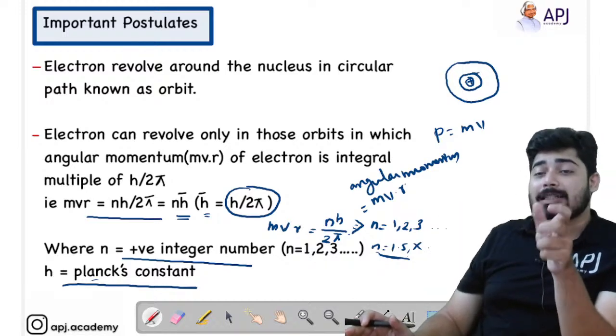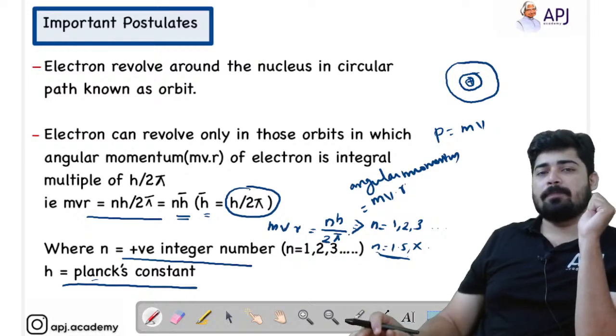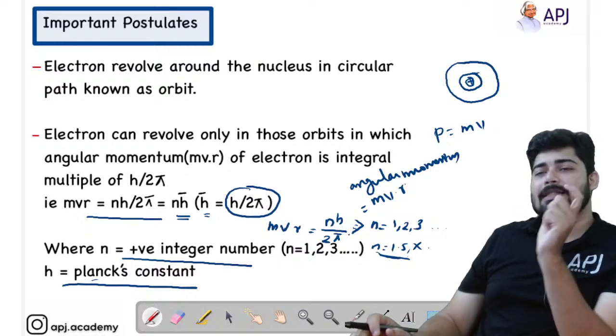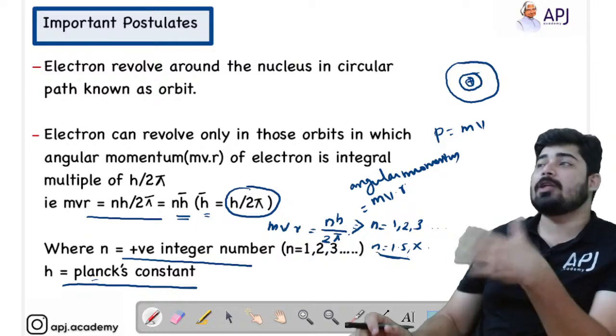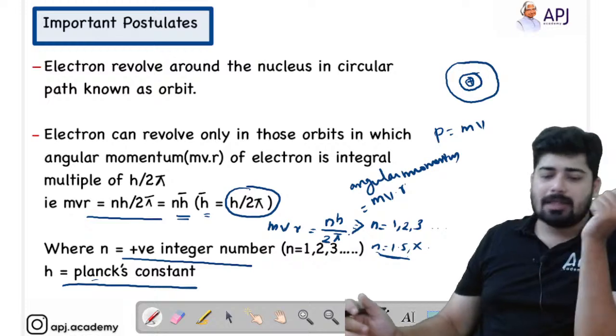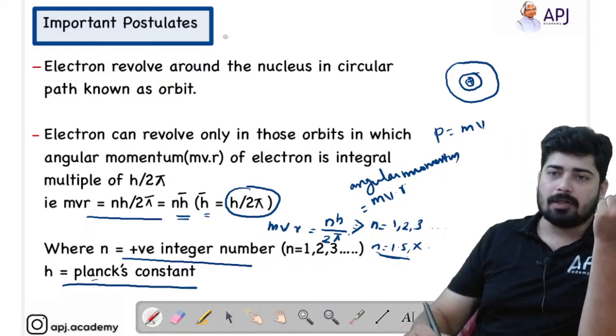And I told you there was a limitation regarding this. He couldn't explain why he took h by 2 pi, why the constant h by 2 pi is taken, or why it came as an integral multiple of h by 2 pi, why not another value. So that was one of the limitations of the Bohr model, right?